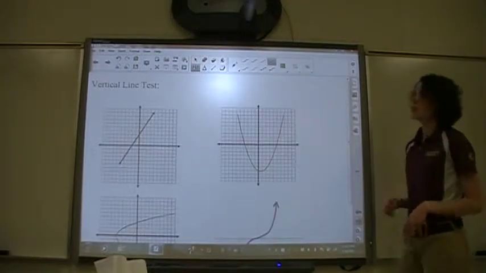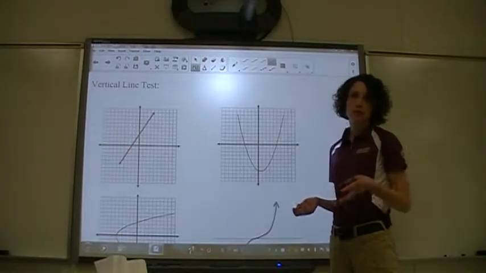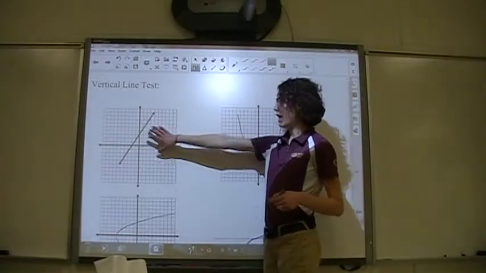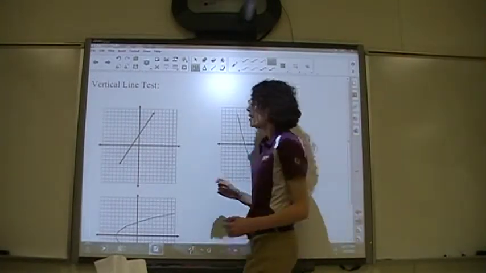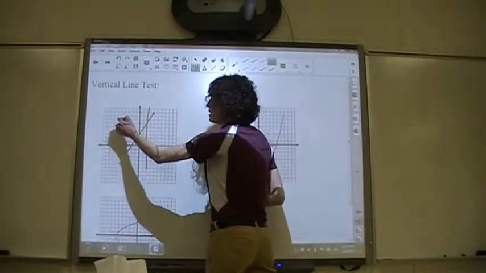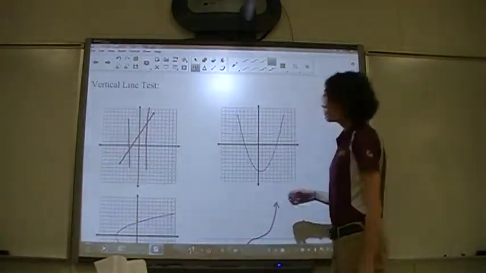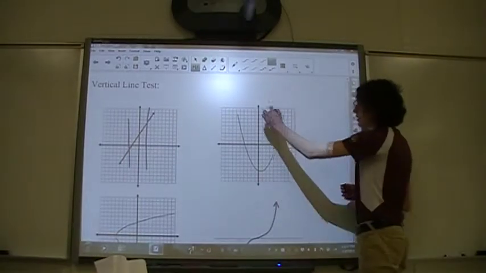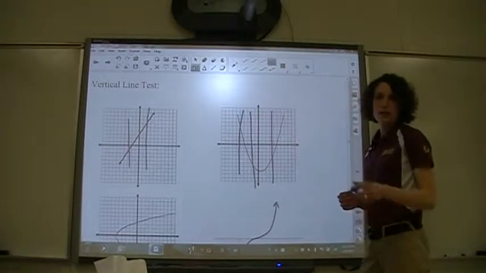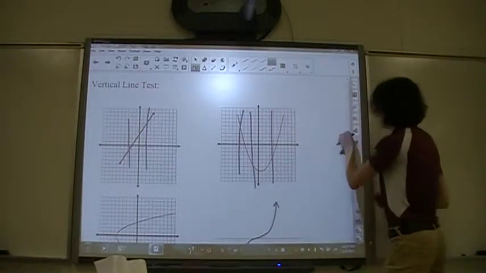Another way to see if something is a function is by using the vertical line test. So if you draw a vertical line in your graph, it should only touch one point. So if we draw a vertical line here, it only touches one point on that line. Same like something here. So let's go ahead and try it on this parabola. If you draw a vertical line anywhere on this graph, it only hits the line once.